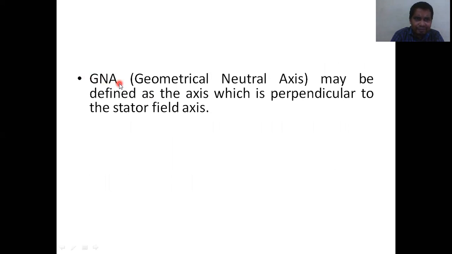So what is GNA? The geometric neutral axis may be defined as the axis which is perpendicular to the stator field, that is the field winding. The axis which is perpendicular to the field winding, or field axis, is called the geometrical neutral axis, and the axis which is moving parallel to the field flux is called the magnetic neutral axis, right?